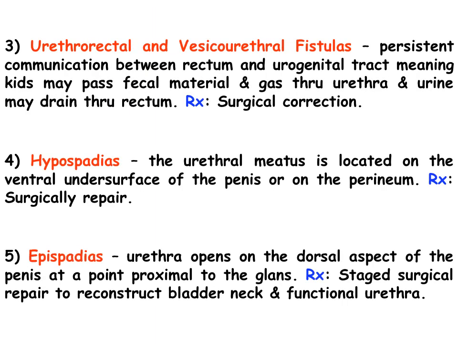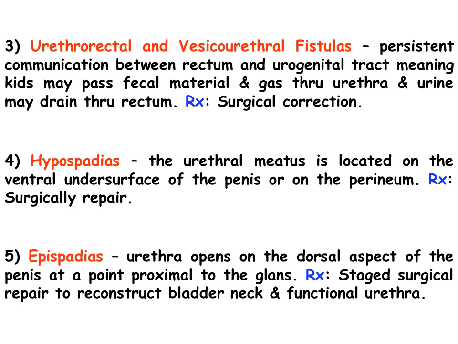Other congenital abnormalities include urethral rectal and vesical urethral fistulas. This is where you have a communication either between the rectum and the urogenital tract, and kids can actually pass fecal material and gas through the urethra, and the urine may drain through the rectum. So obviously, this needs to be surgically corrected.